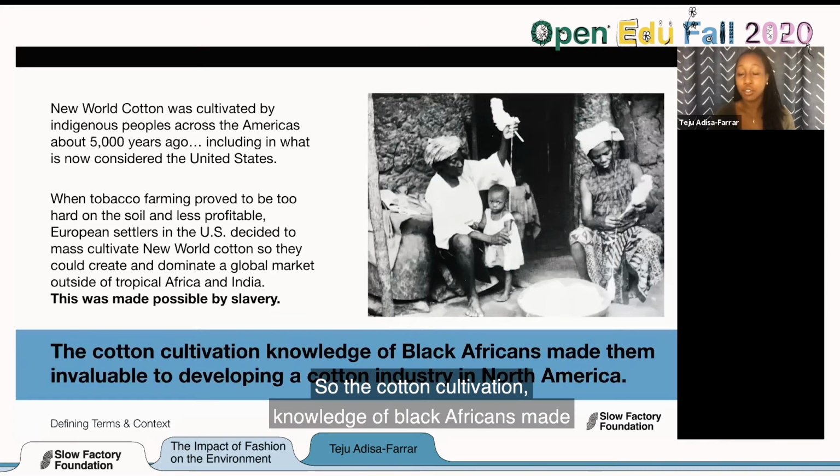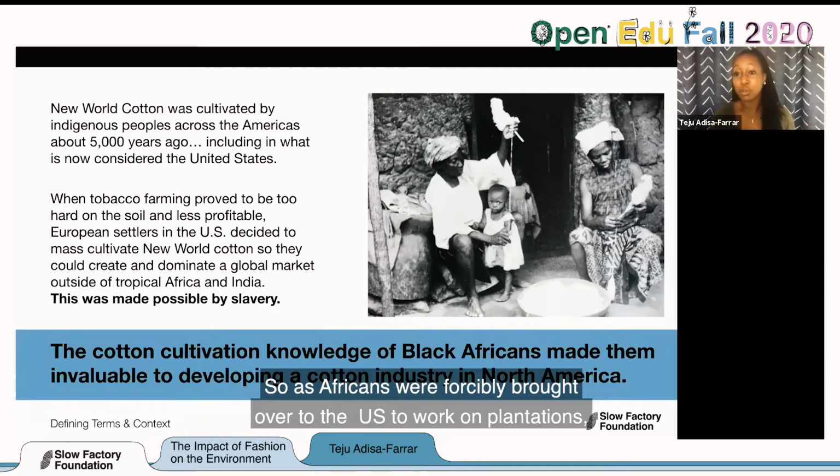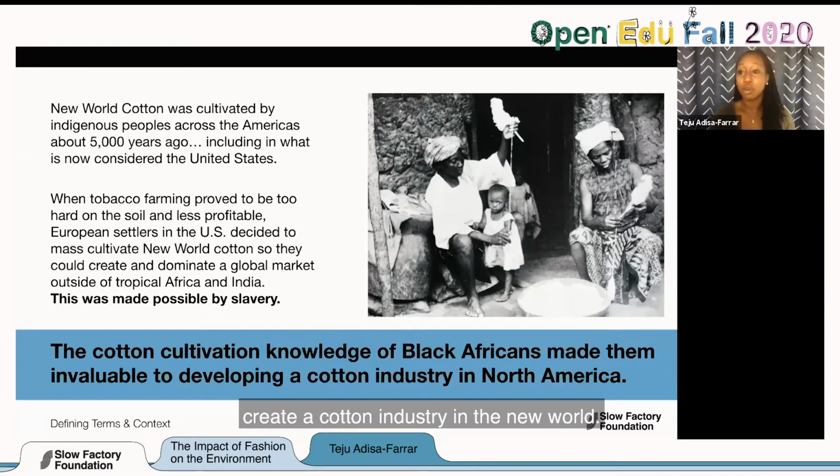So the cotton cultivation knowledge of Black Africans made them invaluable to developing a cotton industry in North America. As Africans were forcibly brought over to the US to work on plantations, their knowledge of agriculture, and specifically their long history of cotton cultivation, made them very valuable to European settlers who were trying to create a cotton industry in the New World.